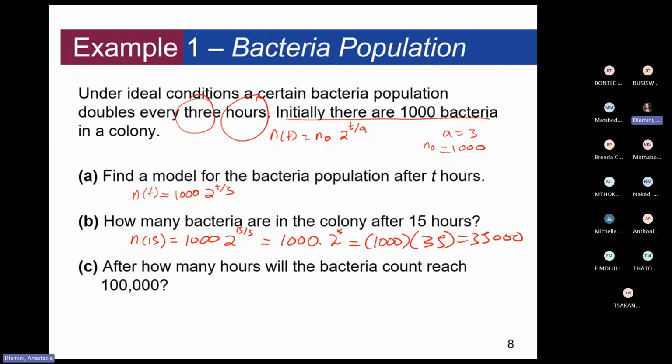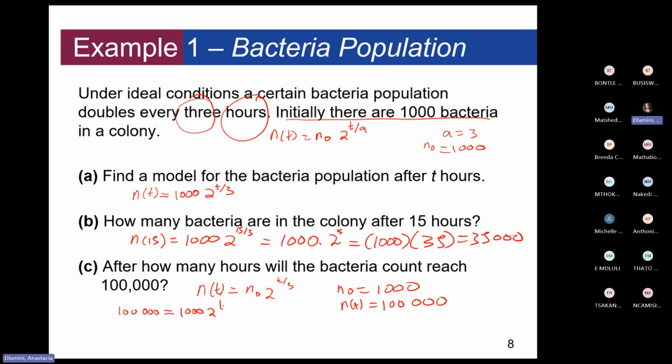Okay. After how many hours would the bacteria count reach 100,000? What are they looking for there? Looking for t. So n of t is equal to n0 times 2 to the power of t over 3. We know that n0 is equal to 1,000, and n of t is equal to 100,000. So we substitute and say 100,000 is equal to 1,000 times 2 to the power of t over 3. Then divide by 1,000 on both sides.